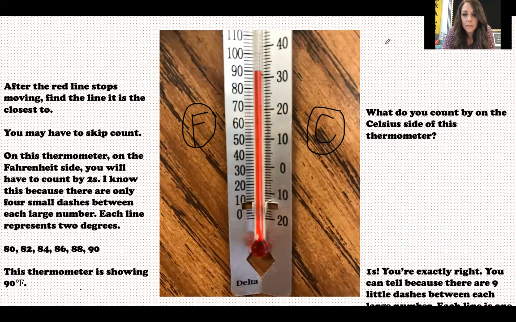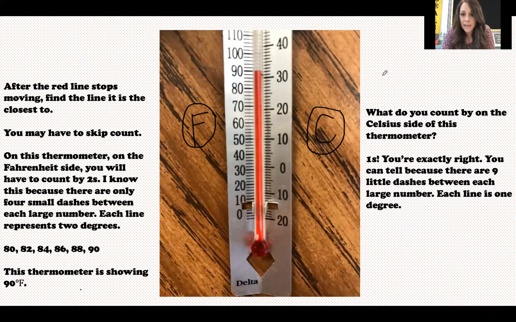All right, what do you think? Ones, you are exactly right. You can tell because there are 9 little dashes between each large number. Each line is 1 degree. So on the Celsius side of this thermometer, you don't have to skip count. Each of those little tiny lines represents 1 degree. Okay, so for example, that big line right there is 20. Then we have 21, 22, 23, 24, 25, 26, 27, 28, 29, 30.